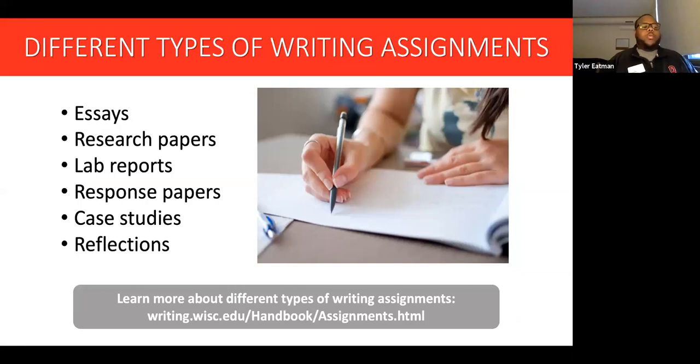So when we talk about our writing assignments, there are different types of writing assignments. There are essays, research papers, lab reports, response papers, case studies, reflections. There are a whole bunch of assignments that we'll have to do in our college careers. Whatever field you're in or whatever you're majoring in, you have definitely seen one of these before. The goal of this workshop is to take some stress off of writing our college papers and to understand a great flow and a great structure for doing this.